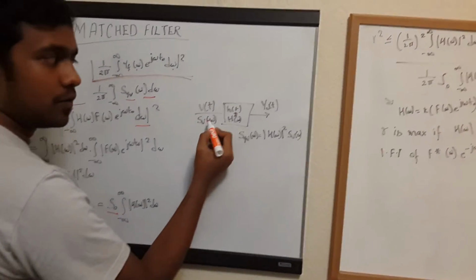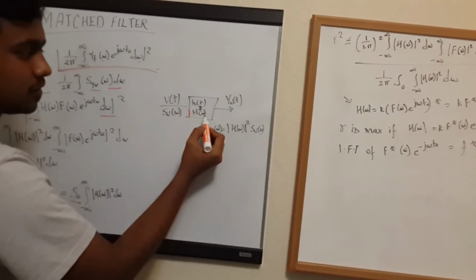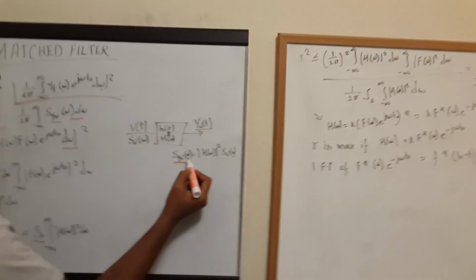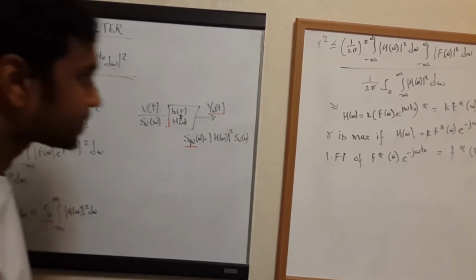So this is the block diagram. Here v(t) with power spectrum Sv(omega) is passed through the LTI system h(t), whose Fourier transform gives us H(omega). The output is yv(t). Here the power spectrum Syv(omega) is equal to modulus of H(omega) the whole squared into Sv(omega).